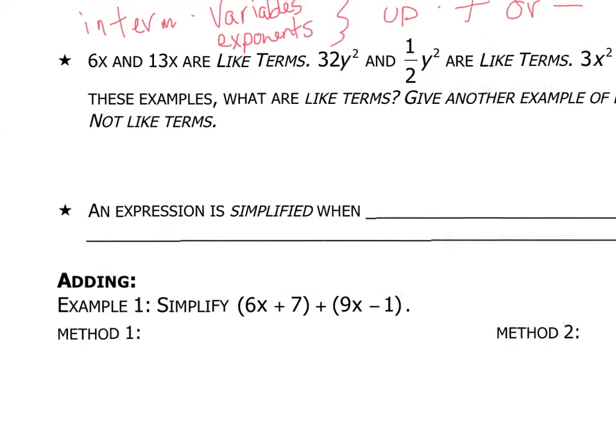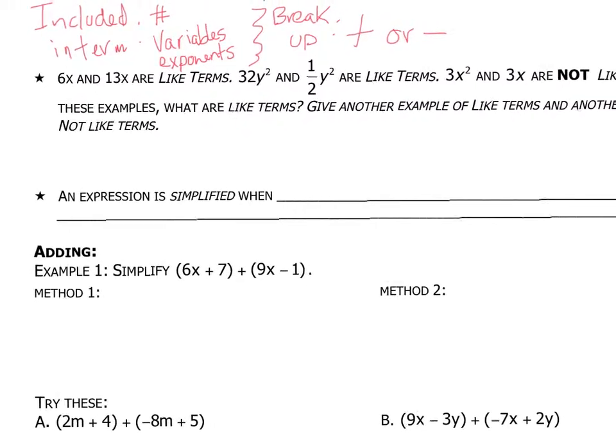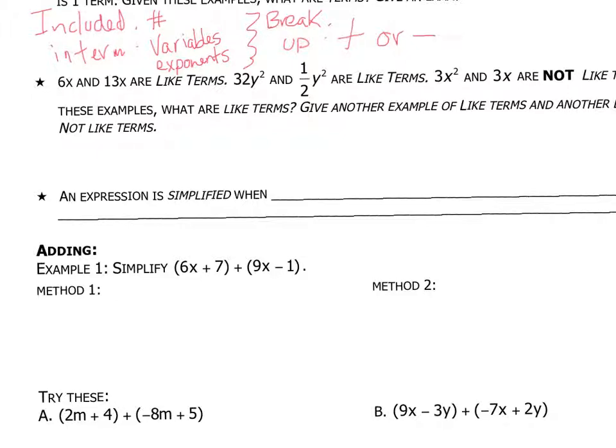Okay, so now that we know what terms are, let's look at what are like terms. So we have some examples and non-examples here. It tells us that 6x and 13x are like terms. It also tells us that 32y squared and 1/2 y squared are like terms. Then it also gives us a non-example here, right? It tells us that 3x squared and 3x are not like terms. So given those couple examples and the one non-example, I want you to talk about the two sames that have to be true in order for terms to be like terms. There are two things that have to be the same. So I want your groups to come up with them.